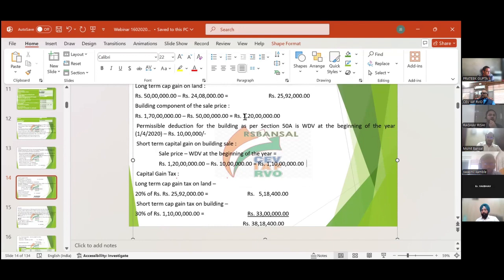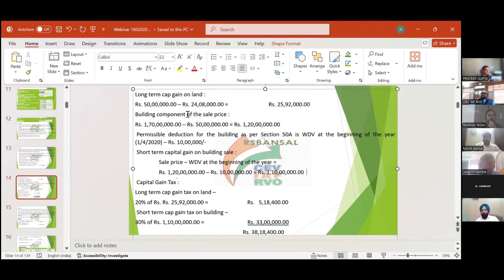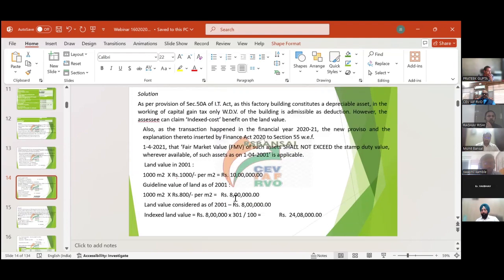See here, sir, it is clear how we arrive at the value of the land. Is it clear to you? See here, in 2021 the property was sold, and the value in 2021 was 5,000 per square meter.